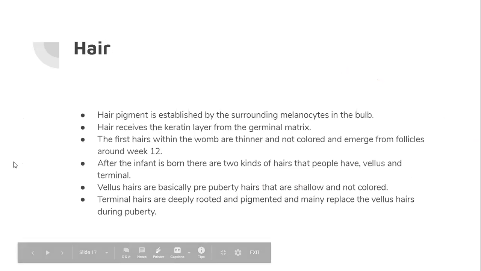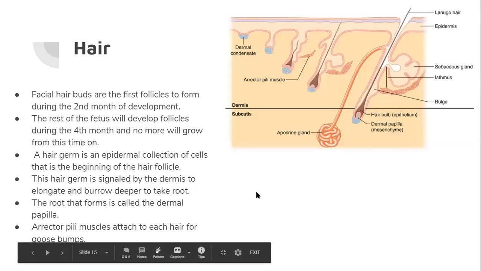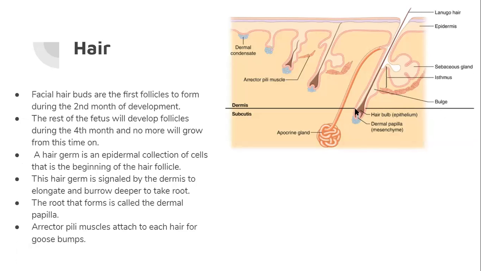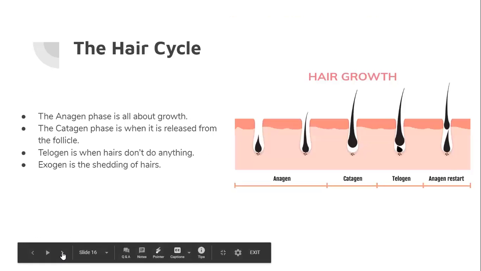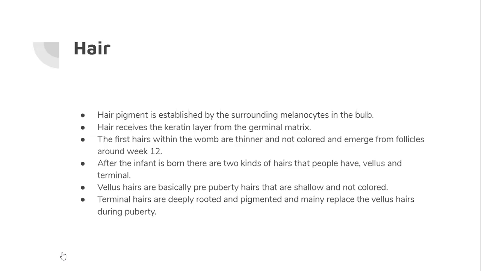So the pigment is established by the surrounding melanocytes. That is back on right here. The melanocytes are, I believe, around here. This diagram doesn't give that good of a picture of it, but the melanocytes are right next to the hair bud of the root. And there is a keratin layer on all the hair, so it surrounds the hair as it grows. Within the womb, the hair that emerges from the follicles at around 12 weeks is not colored, and it's pretty thin.